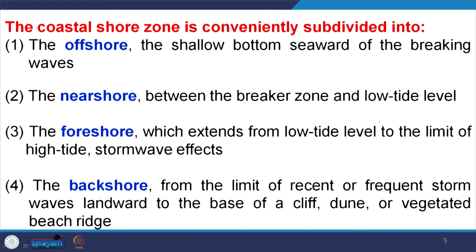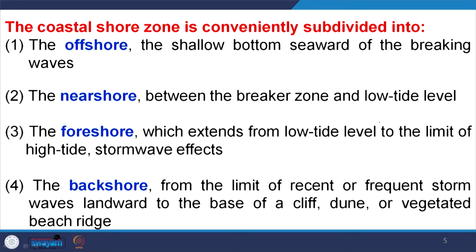The coastal shore zone is conveniently subdivided into different segments. Depending upon the processes involved, and the dominance of these processes, the shore zone has been divided into different segments. First is the offshore, the shallow bottom seaward of these breaking waves. So, what is offshore? Off means away. So, offshore is away from the shore towards the ocean.